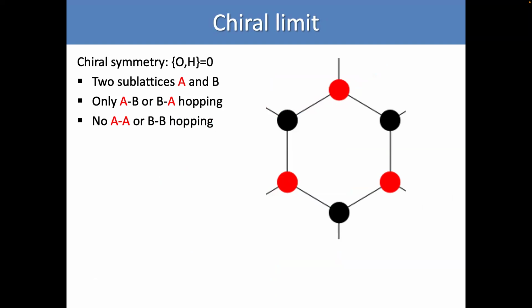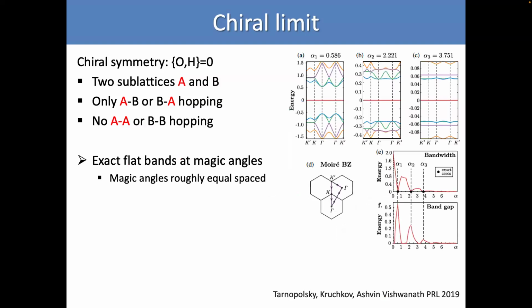For graphene or twisted bilayer graphene, what we can do is this. Because in graphene or twisted bilayer graphene we have two sublattices, A and B, labeled with different colors. If we allow electrons to only tunnel between A and B sites, and turn off any tunneling from A to A and B to B, then the system has chiral symmetry. This is the so-called chiral limit of twisted bilayer graphene.